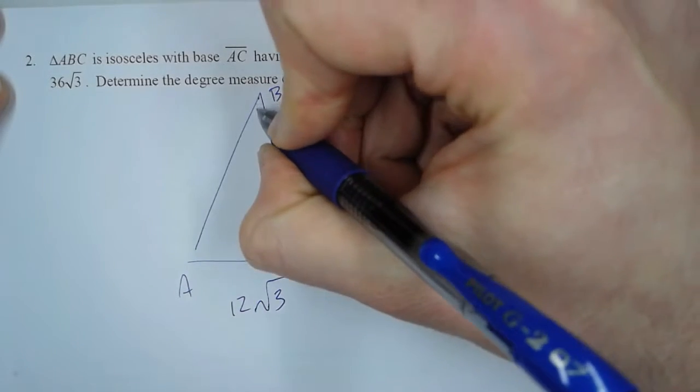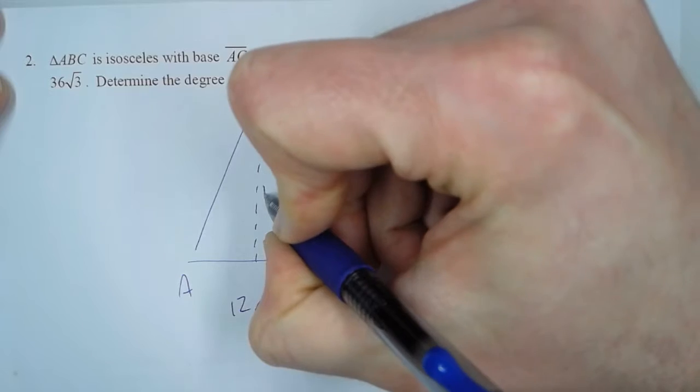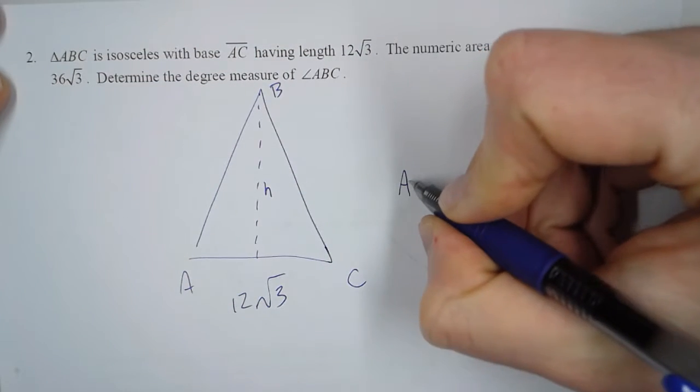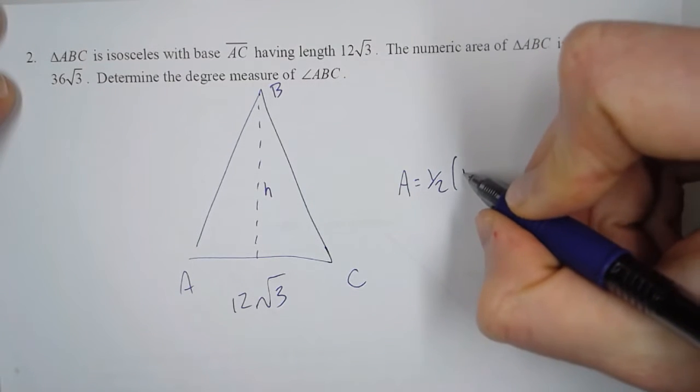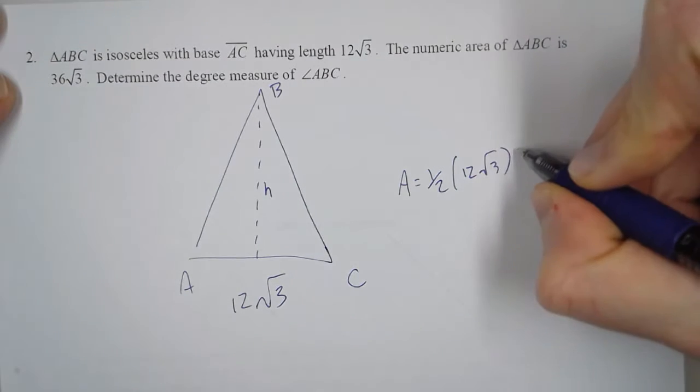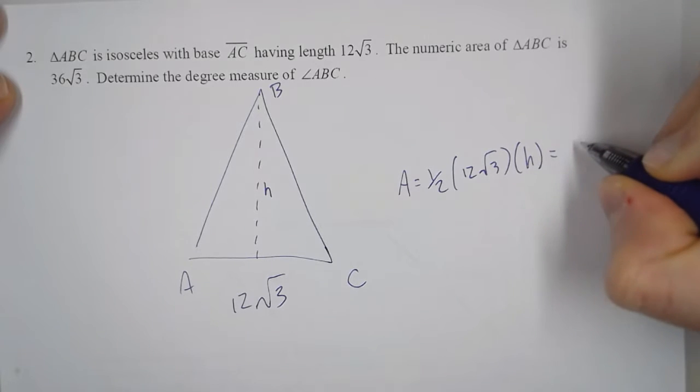Now the issue is we don't know what the height is. But what do we know? We know the area of the triangle, which is 1/2 the base, which we know, 12 square root of 3, times the height. We know that that equals 36 radical 3.